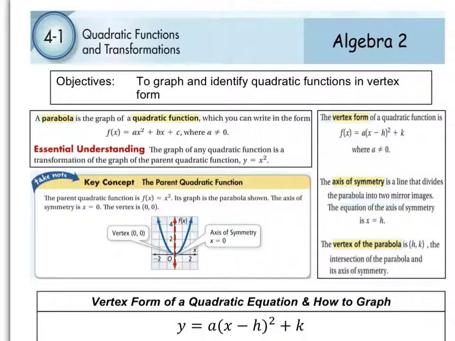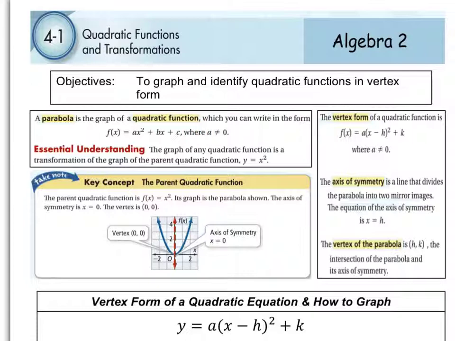Okay, so first thing we want to talk about here is what does a quadratic equation look like? A parabola is the graph of a quadratic function. A quadratic function can be written in the form f of x, or in this case we would put a y here, and it would be ax squared plus bx plus c. And you'll notice this is a quadratic equation. It's a squared term, where a cannot be 0.